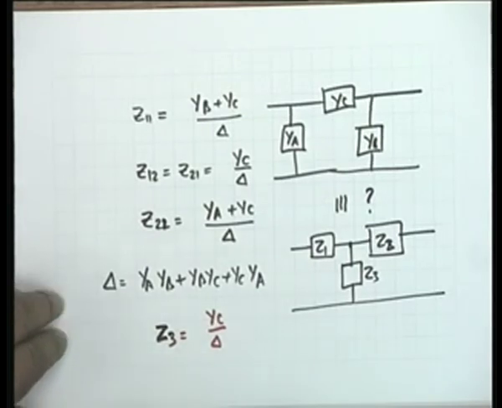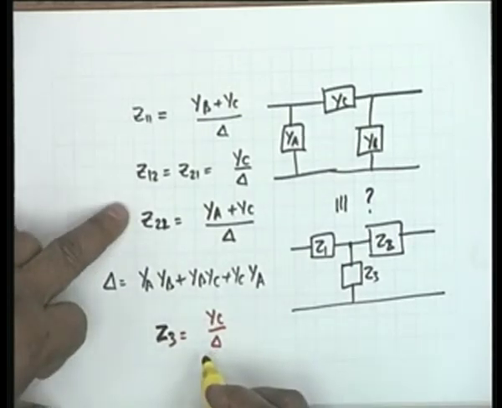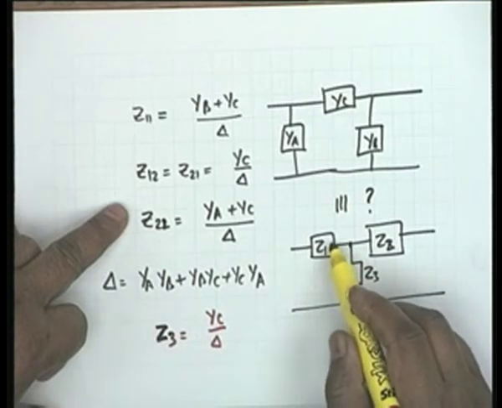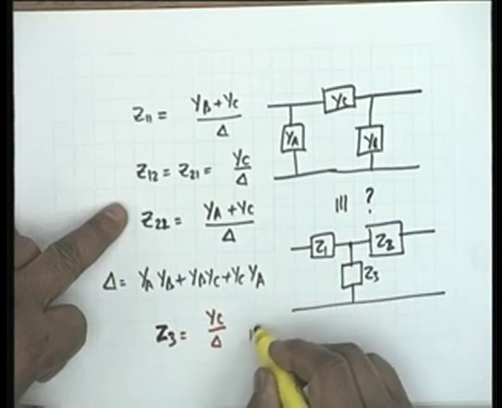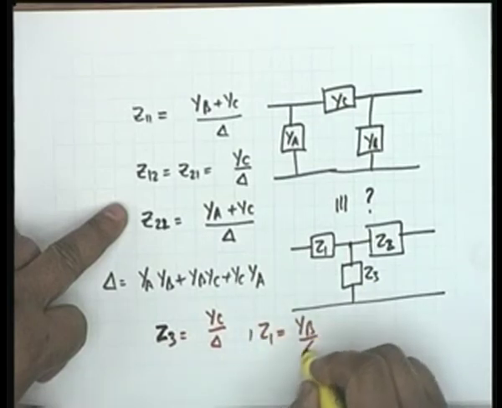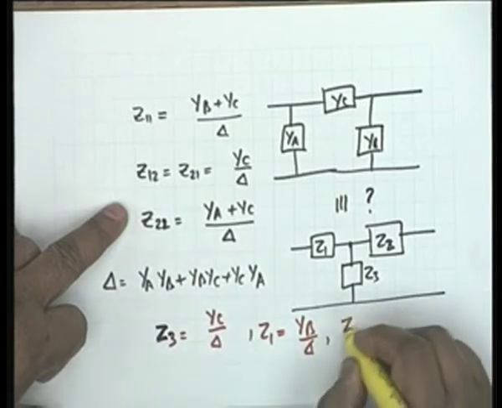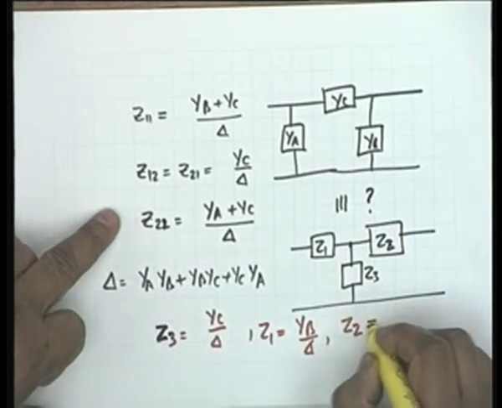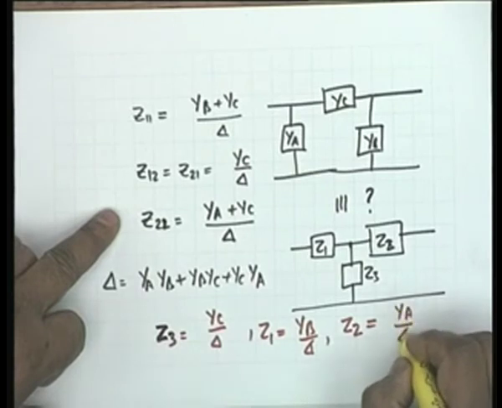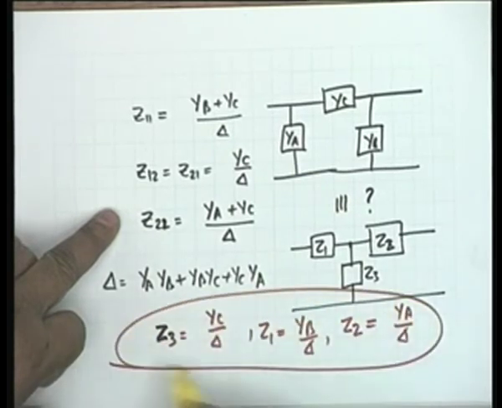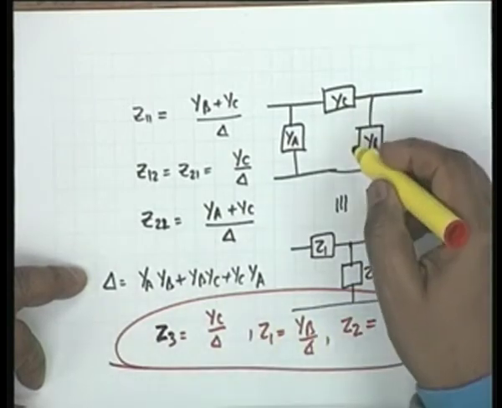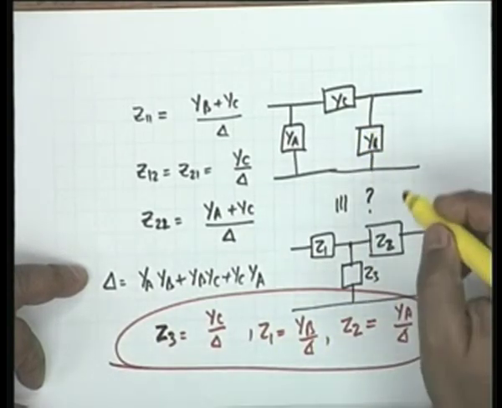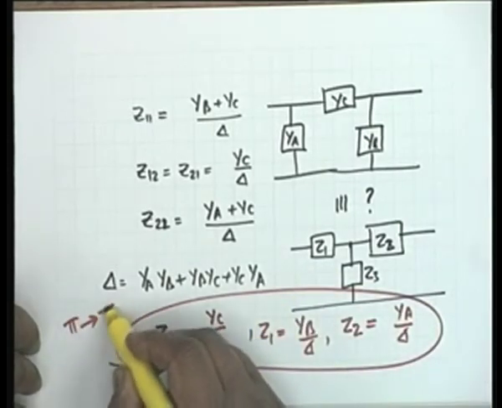Alright? Z3 is yc by del, and this would be Z11 minus Z12, and therefore from this I get Z1 equal to yb by del, and the third element, no other alternative but to become ya by del. And you see that in the process we have derived the conversion formula for equivalence between a pi and a T. This is a pi to T conversion.